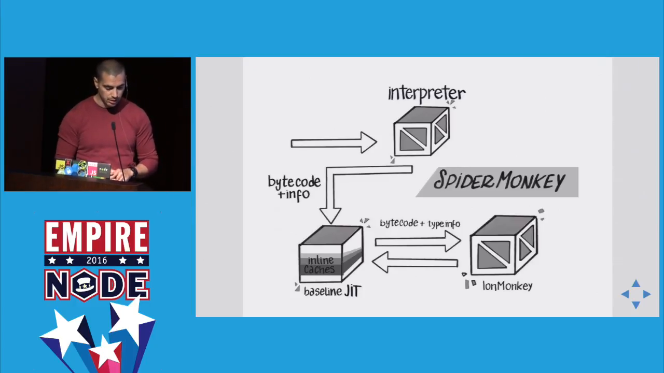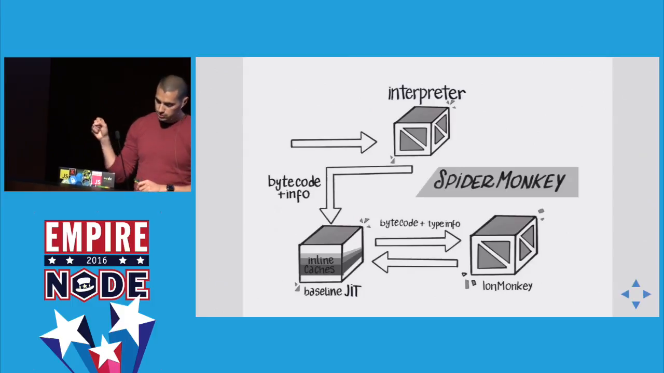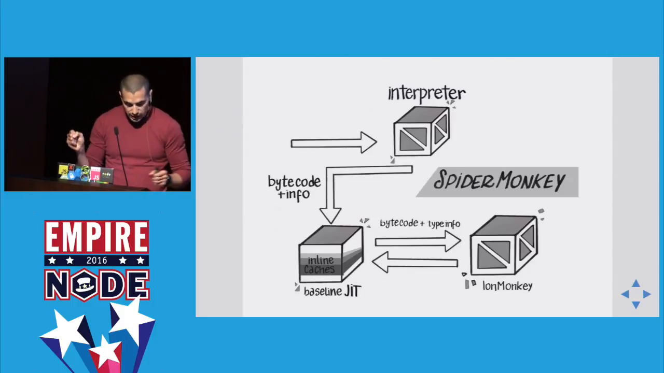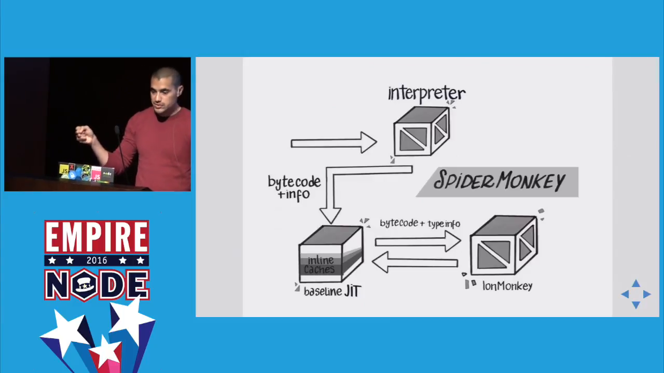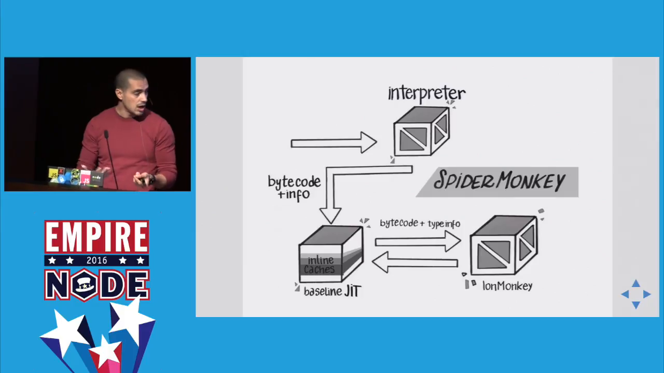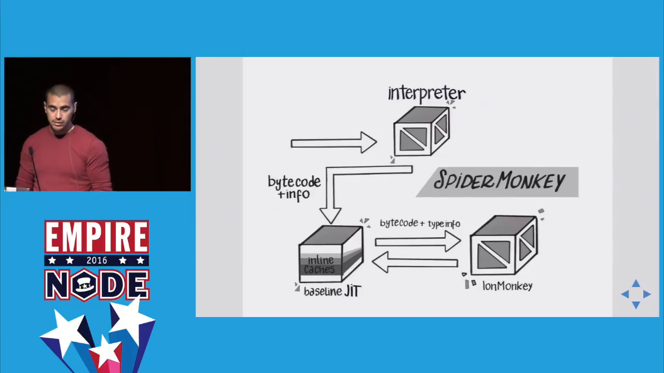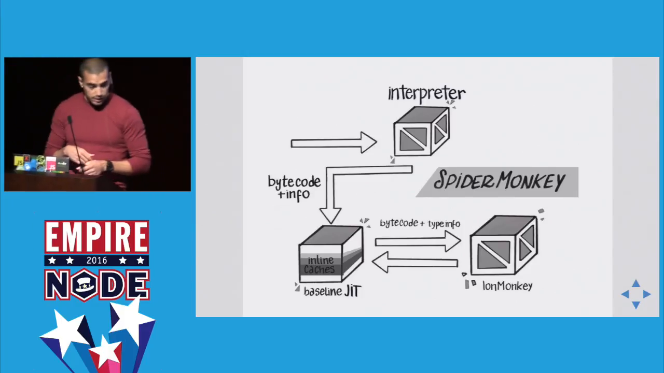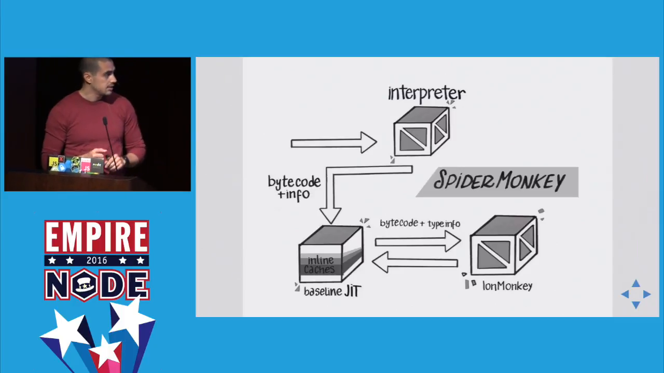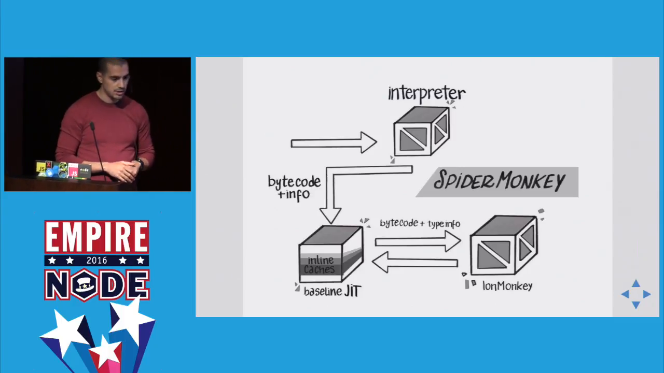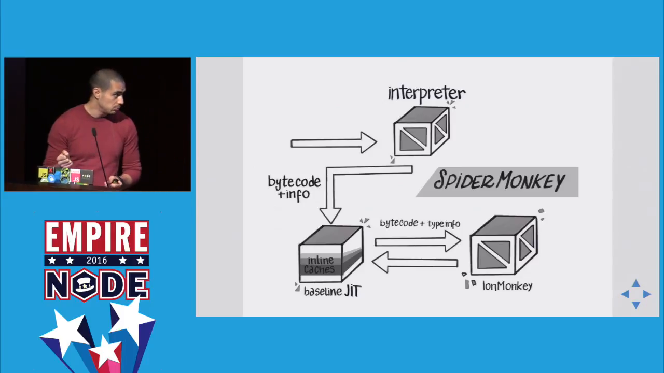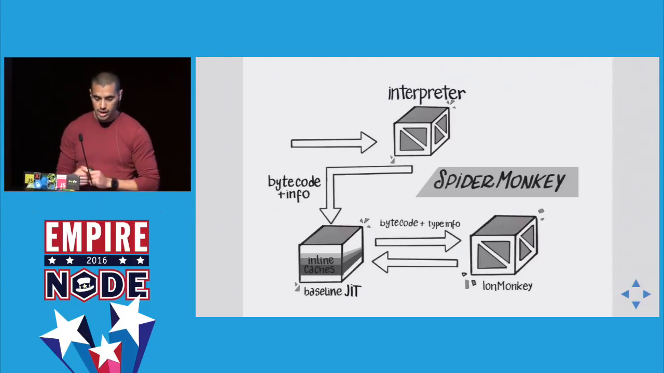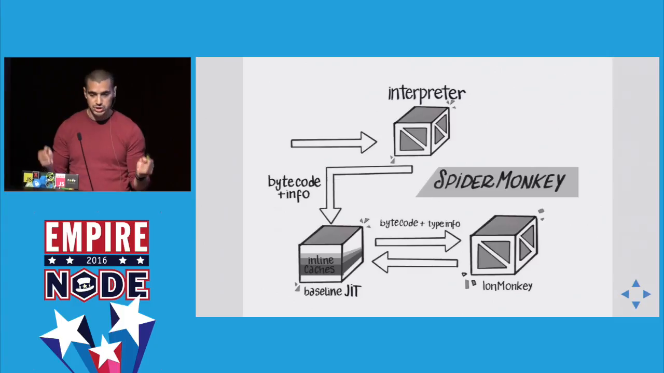The baseline compiler will receive the bytecode, plus any other information that the interpreter could gather, and will compile as fast as possible to machine code. If the number of times the function is executed passes a second threshold, then the system will mark it as a candidate for really, really good optimization, and that's when IonMonkey kicks in.